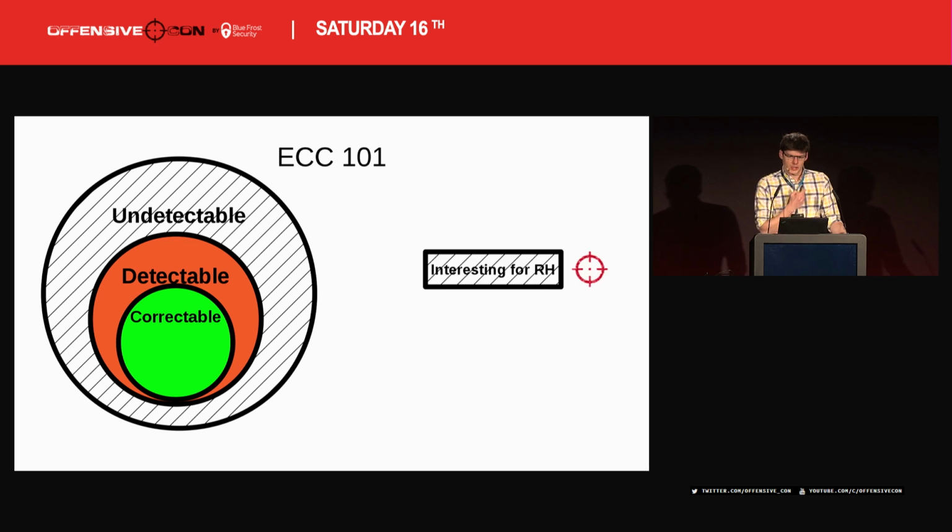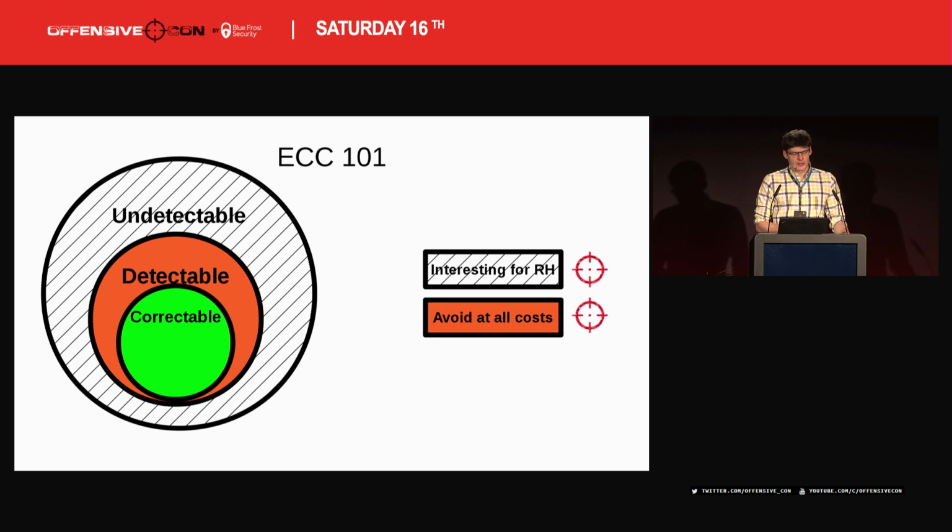In the Rowhammer context, the interesting bits are the ones that are undetectable, so the silent corruptions. So if we can cause these bit flips in this data set, then we can have a Rowhammer exploit. We want to do this without triggering the detectable ones. So if we corrupt a bit and that one is detected as being corrupted by the error correction code, if our target machine is configured correctly, it should probably crash the machine. So we want to always avoid the detectable ones, and our goal would be to find undetectable bit flips.